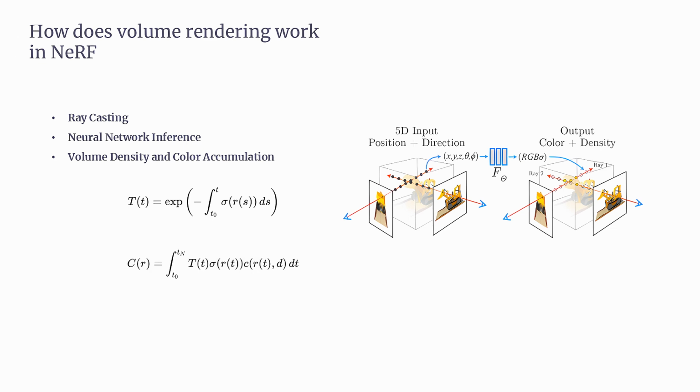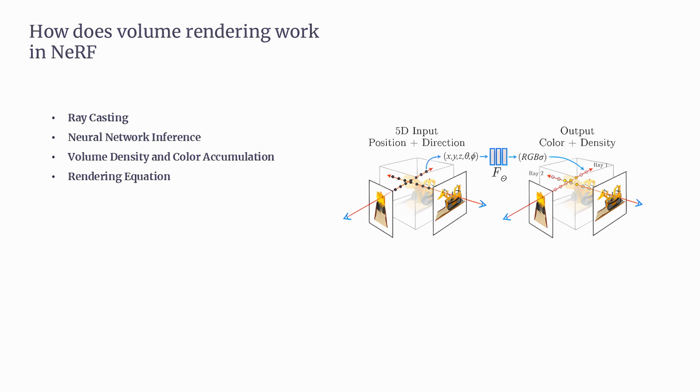This function helps us calculate the accumulated color along the ray based on the density at each sampled point. The accumulated color for the ray is given by the integral, where T is the transmittance, how much light survives up to point t. Sigma is the density at point t, controlling light absorption or scattering. c is the color emitted at point r(t), based on the view direction d. The result is the final color along the ray.